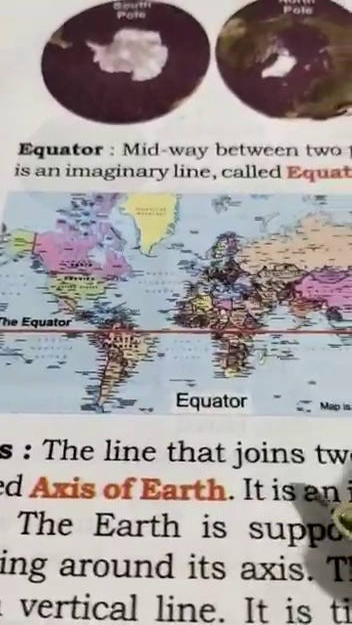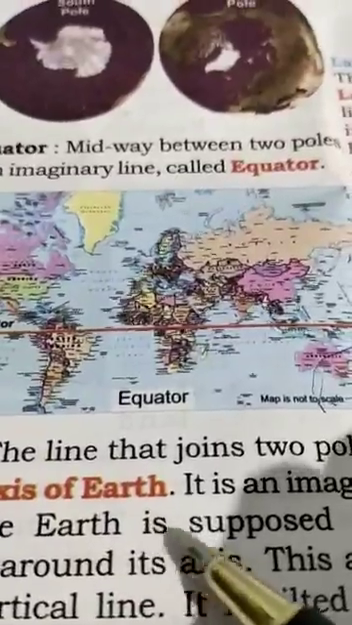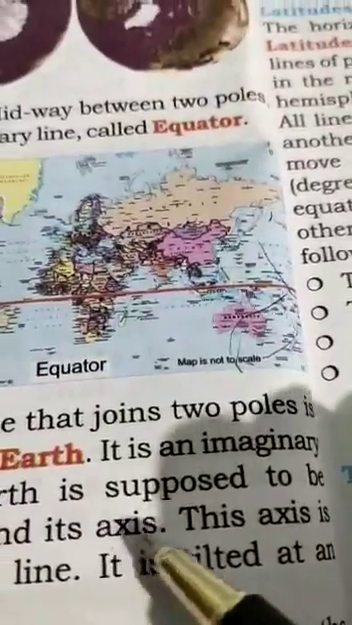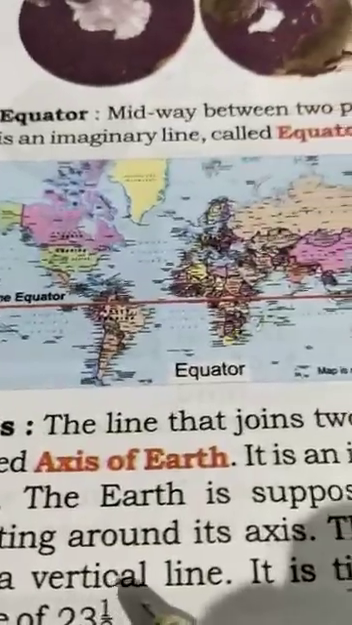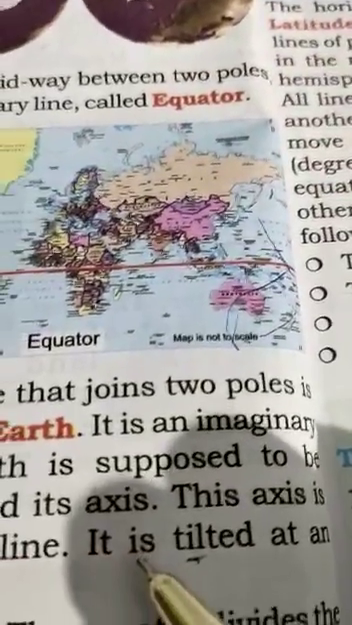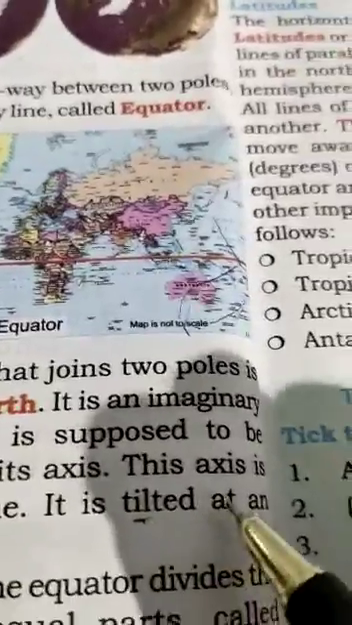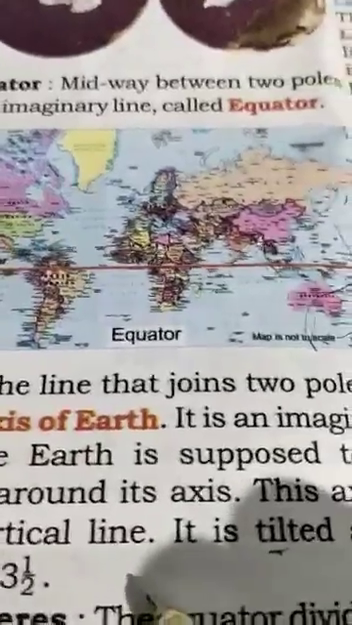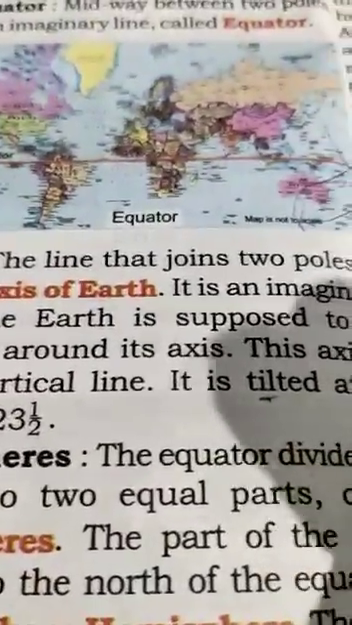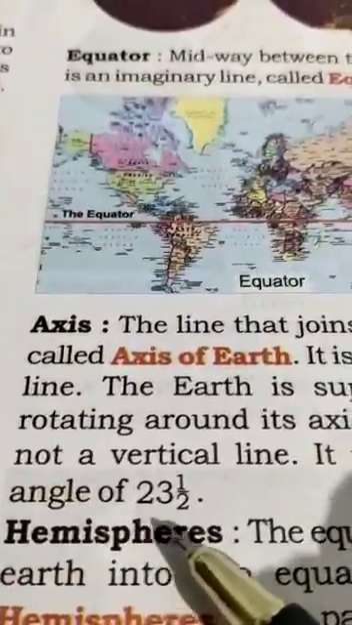Next is axis. What is axis? The line that joins two poles is called axis of earth. It is an imaginary line. The earth is supposed to be rotating around its axis. This axis is not a vertical line. It is tilted at an angle of 23½.